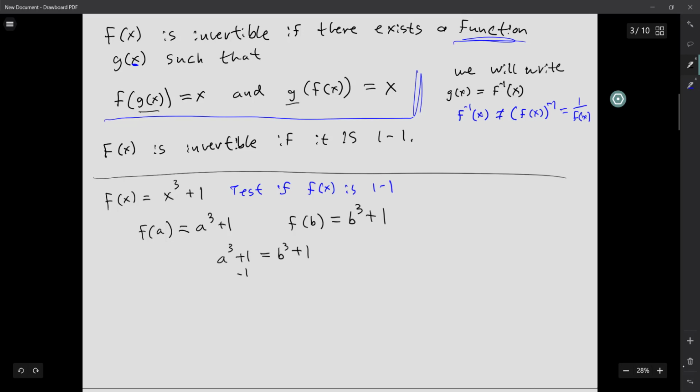So if I subtract 1 from both sides, I'll get a cubed equals b cubed. And then I can cube root both sides. That doesn't actually change anything. So I get a equals b as an answer. So since I assumed my two function outputs were the same, and I ended with a equals b, that means that f of x must be one-to-one.